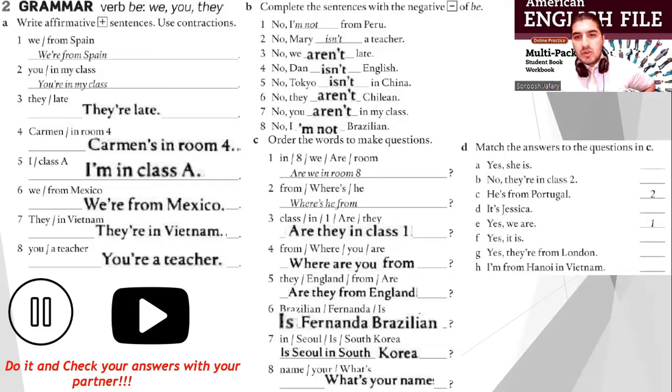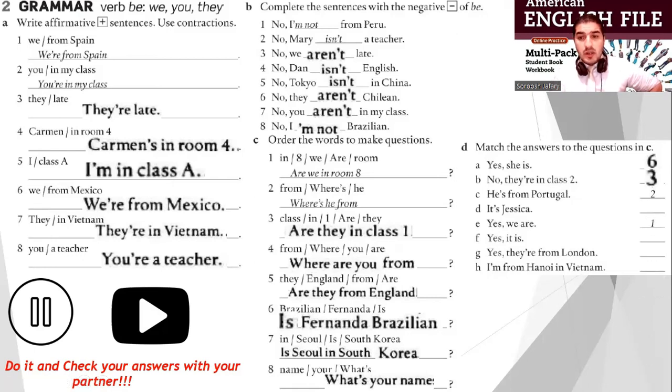Match the answers to the questions. These are the questions. Okay, match the questions with the answers. Okay, do it with your partner together, match. Good. All right, let's match. For example, yes, she is. Number 6. Is Fernanda Brazilian? Yes, she is. We are matching. Ready? Do it. Okay. No, they're in class 2. Which one is it? Yes, question 3.